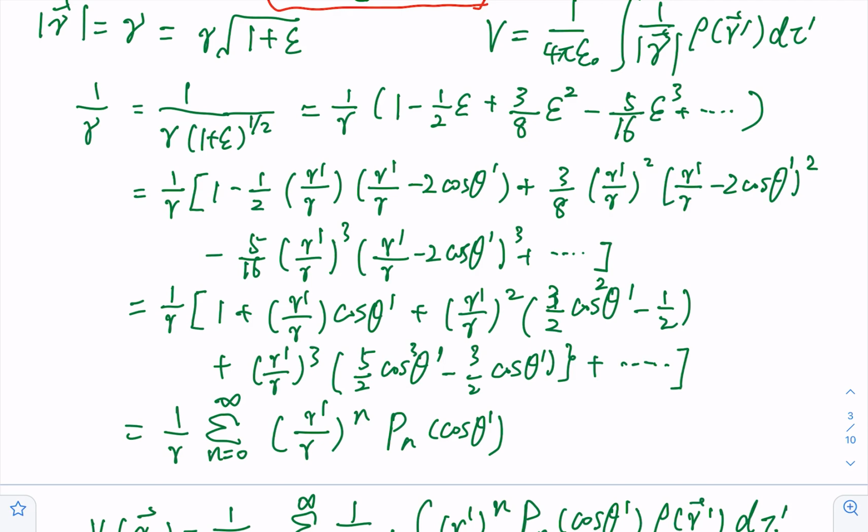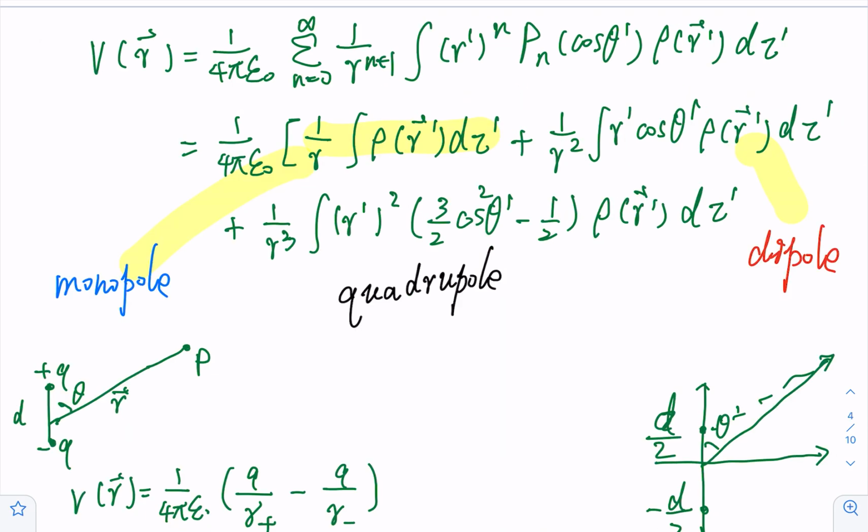this generating function. Okay, now let's write out explicitly what is V of r. So here we see that the first term is what we discussed, the monopole term, and the second term is a potential for a dipole term, and the third term is a quadrupole term. Notice that they are ordered by 1 over r.